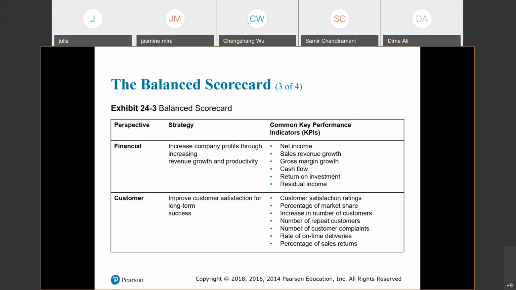The second perspective is the customer perspective. This perspective helps managers evaluate a question like, how do customers see us? Evaluating customer satisfaction is critical to achieving the company's financial goals outlined in the financial perspective of a balanced scorecard.